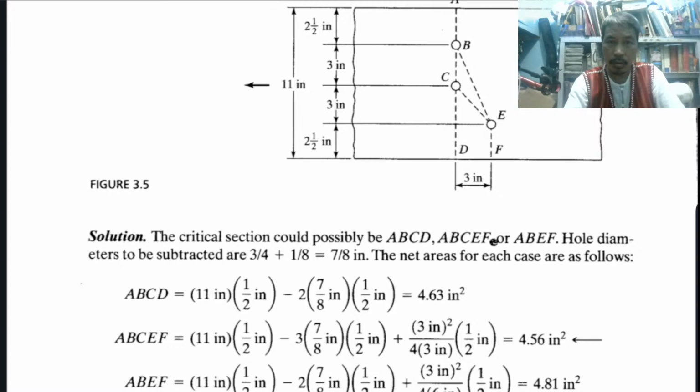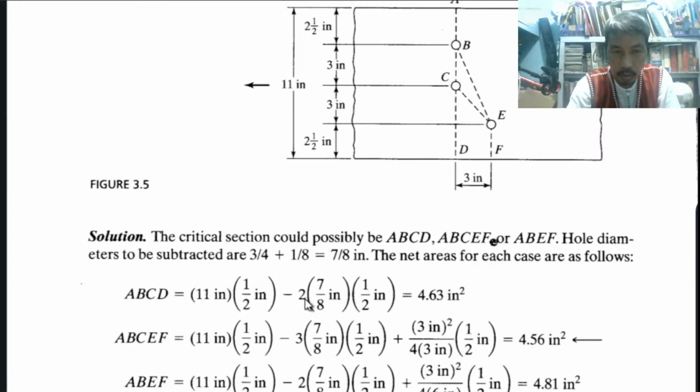Solution. Path A, B, C, D. That is a very simple path because A, B, C, D is actually AD minus 2 holes. AD is 11 times the thickness, which is 1/2. So that is 11 times 1/2, the gross area, minus 2 holes.